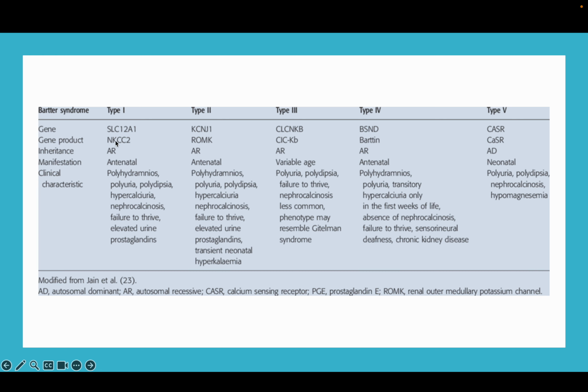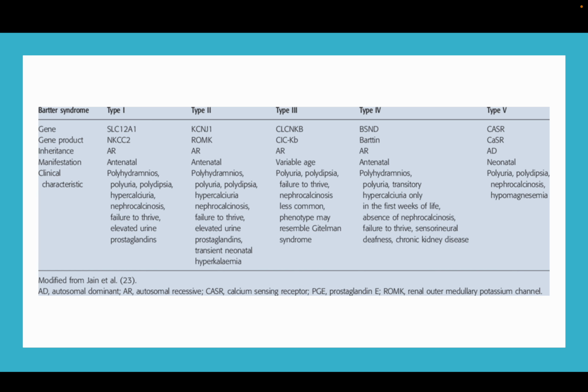Type 1 is due to the sodium potassium chloride cotransporter mutation. Type 2 is due to the ROMK mutation. Type 3 is due to the basolateral chloride channel mutation. Type 4 is the Barttin mutation. Type 4 Barttin mutation will have sensorineural hearing loss also. Same presentation: polyuria, polydipsia, failure to thrive is a common reason. Type 5 is a calcium sensing receptor defect, where the patient will have polyuria, polydipsia, nephrocalcinosis and hypomagnesemia. This is similar to the Claudin mutation, which also can cause nephrocalcinosis.